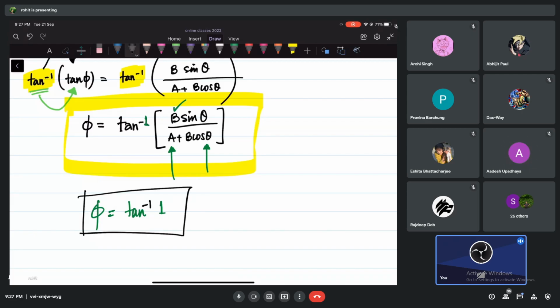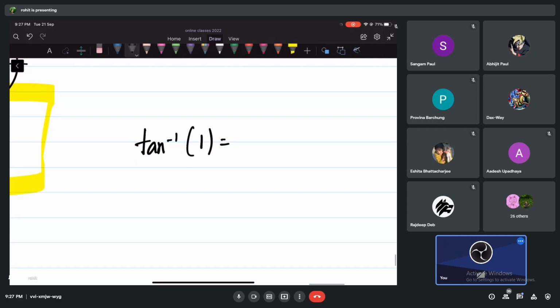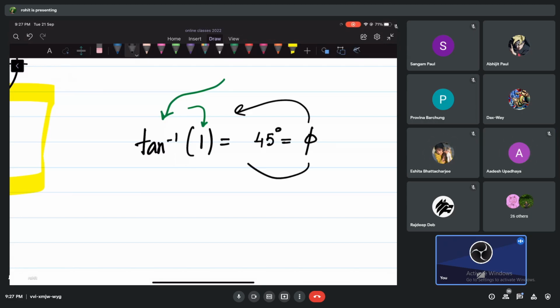Okay, by the way, do you know the meaning of tan inverse? No, sir. Okay. See, if I am writing tan inverse of 1, it means I'm asking you for what angle tan becomes equal to 1? I'm asking you the angle. 45 degrees. And that is what is called phi. That is why we are calling it phi. Can you understand the meaning of tan inverse?